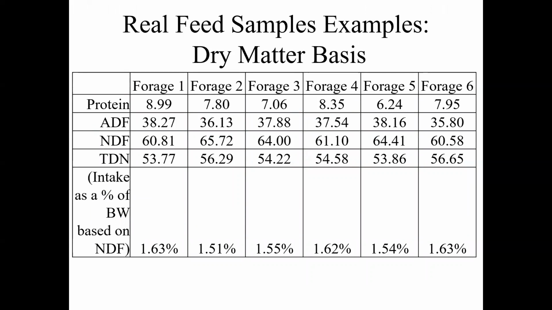Well, what does all this really mean? I am showing here 6 different forages. These are actual forage analyses that were taken. These forages seem to be pretty consistent with a lot of the grasses that we have, running from about 6.5% to 9% protein. If you predict the intake as a percentage of body weight, this shows that we're going to have a cow consume about 1.5 to 1.6% of her body weight on a dry matter basis of these forages.